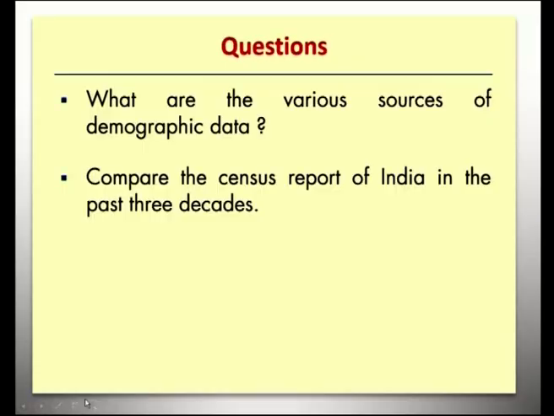Based on the discussion in this session, the following questions may be posed. What are the various sources of demographic data? Compare the census reports of India in the past 3 decades.